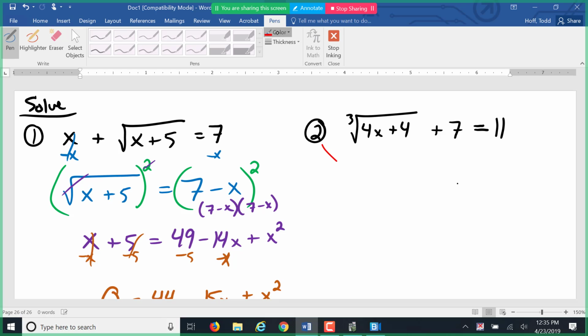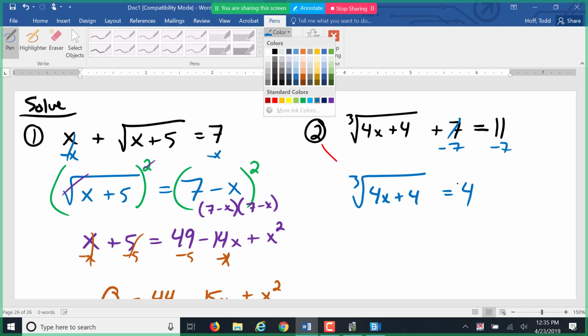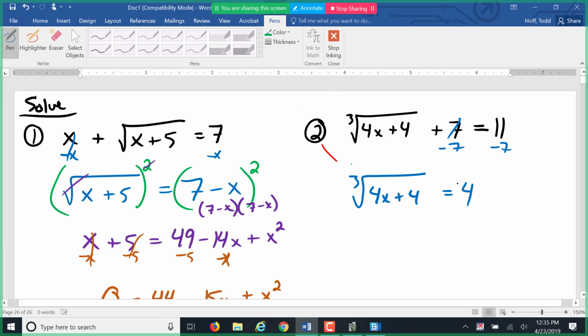Number 2, once again, we have to isolate the radical. We're going to subtract the 7. So we have the cubed root of 4x plus 4 equals 11 minus 7, which is 4. What power do we have to use to get rid of the radical here? Perfect. It's the third root, so we go to a power of 3. So the third root and power of 3 cancel out. We've got 4x plus 4 left over here. 4 to the third power is 64.